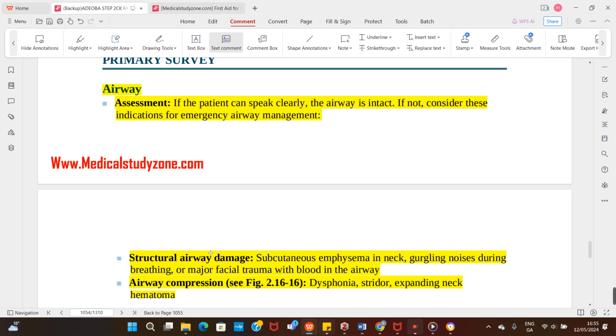Also, structural airway damage can happen in people with facial trauma, in which you have blood occluding their airway. So that's why one of the things you want to do is to suction. It might be blood, it might be a foreign body, debris, anything. You want to suction, and you want to do your basic airway maneuvers to open up the airway, like your jaw thrust, your chin lift, and the like. So structural airway damage can come from rupture of the tracheobronchial tree or facial trauma with blood occluding the airway.